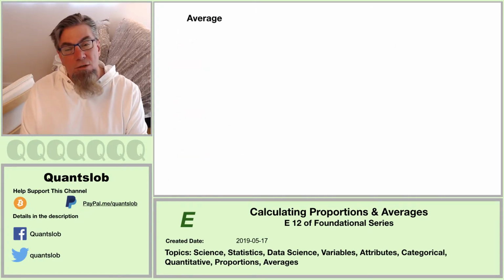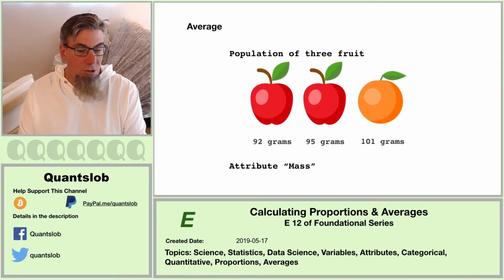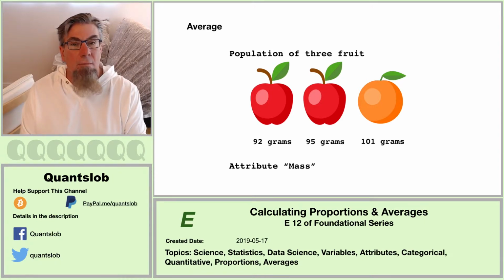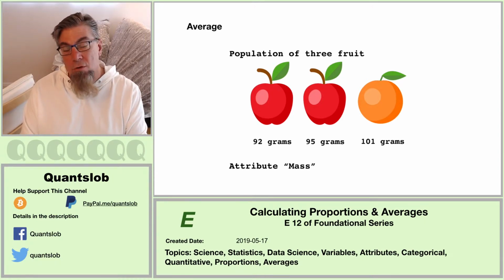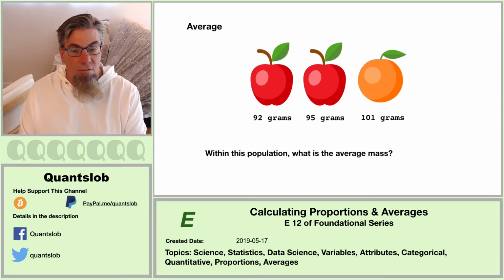So moving on, let's take a look at average. Same population, 3 fruit. Average is a property of a quantitative value. So let's consider the mass of our fruit. How do we calculate the average mass of our fruit?